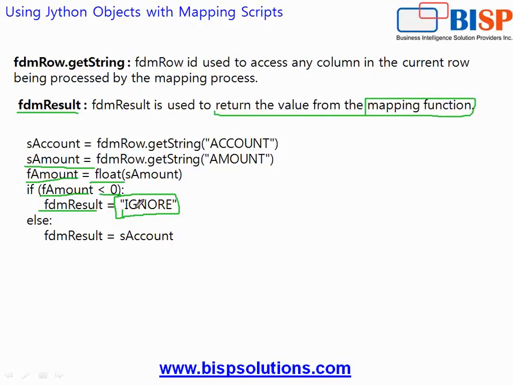Whatever value is returned from the mapping function, you can store under FDM result. If it is less than zero, ignore it. Else, if it is not less than zero, then only store the account to my FDM result. Whatever account you retrieve, it will check first. If it is less than zero, it won't load. If it is greater than zero, then only it is going to be loaded.